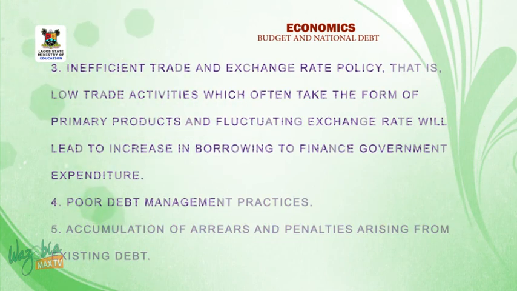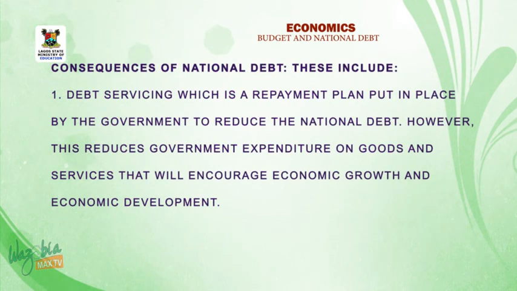Now we move on to consequences of national debt. This includes 1. Debt servicing, which is a repayment plan put in place by the government to reduce the national debt. But however, this reduces government expenditure on goods and services that will encourage economic growth and economic development.